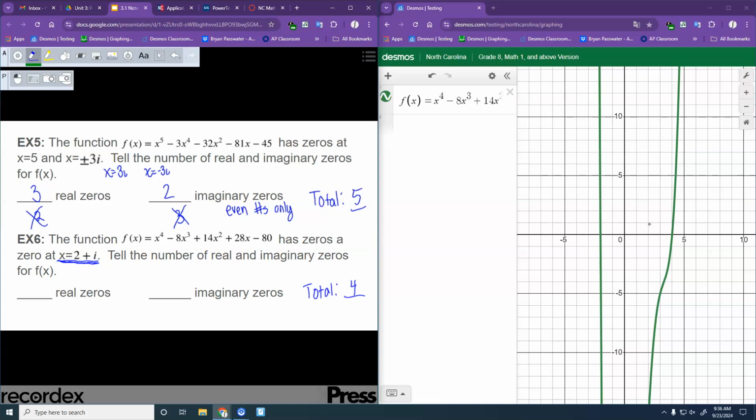And even though they only told you one of the imaginary zeros, if 2 plus i is a zero, it has to have a pair, right? So even though they only gave me one, I know there's got to be 2 because it's got to have a pair with it, which means that these 2 zeros that I see here are just my 2 real zeros, right? It's got to add up to 4. Okay, questions so far?